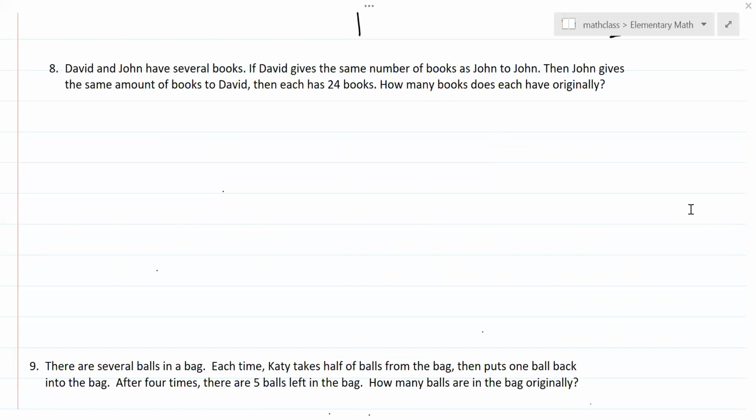David and John have several books. If David gives John the same number of books as John has, that actually doubles John's books. Then John gives the same amount of books to David, which doubles what is remaining in David's hands. Then each of them has 24 books.